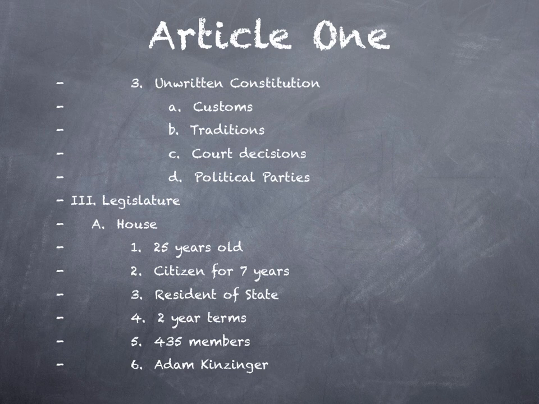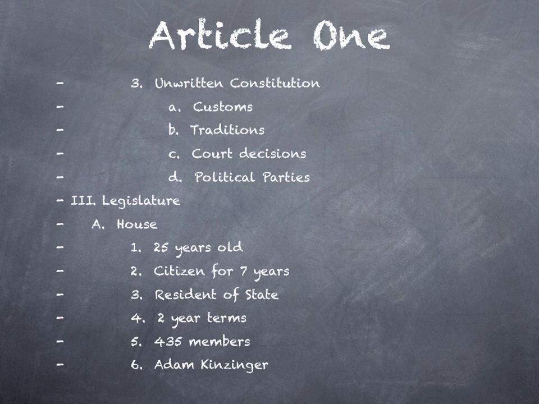The legislature then is really what's in Article 1. So let's talk a little bit about the legislature. The legislature is made up of two houses, the House of Representatives and the Senate. We're going to talk about the House first. In order to be a member of the House, you have to be at least 25 years old, and you have to have been a citizen of the United States for 7 years. Further, you have to be a resident of the state from which you are elected. So if you're a representative from Illinois, you have to live in Illinois.